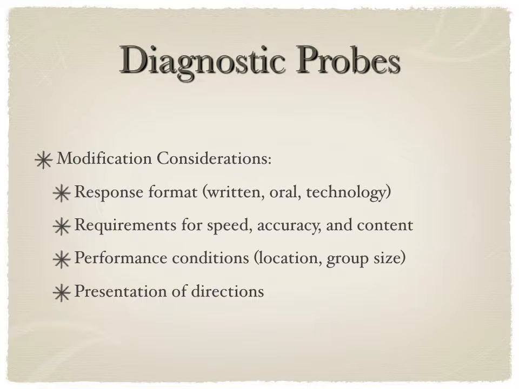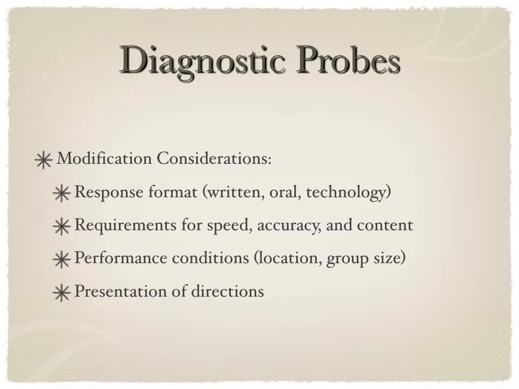Maybe if they're a younger child, maybe they're working with pictures or they're matching things, or otherwise changing the way that they respond to an assessment. Also, maybe changing the requirements for speed or accuracy and content. So maybe providing additional time or giving feedback about performance or simplifying the amount or the content that the child receives. So just making some adjustments for those factors to determine the impact on the child's achievement.